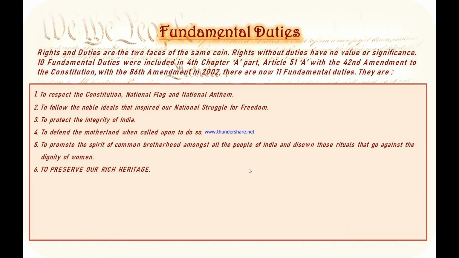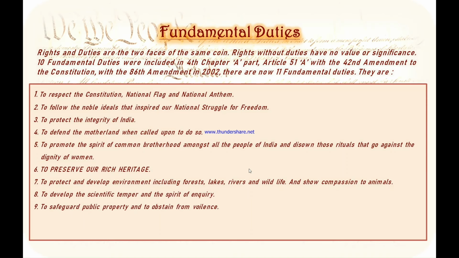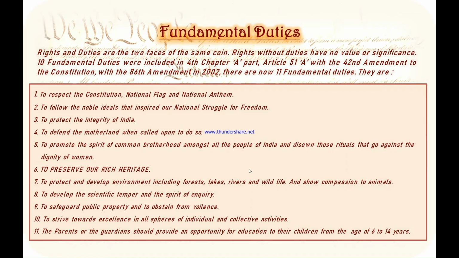to preserve our rich heritage, to protect and develop the environment including forests, lakes, rivers and wildlife, and show compassion to animals, to develop the scientific temper and the spirit of inquiry, to safeguard public property and to abstain from violence, to strive towards excellence in all spheres of individual and collective activities, and the last one, that the parents or the guardians should provide an opportunity for education to the children from the age of 6 years to 14 years.